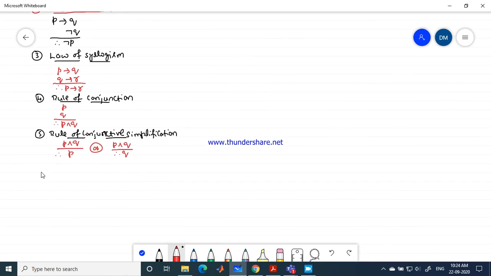Okay. Sixth one is the rule of disjunctive syllogism. Rule of disjunctive syllogism.